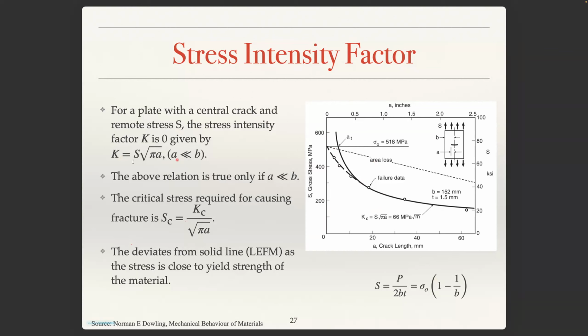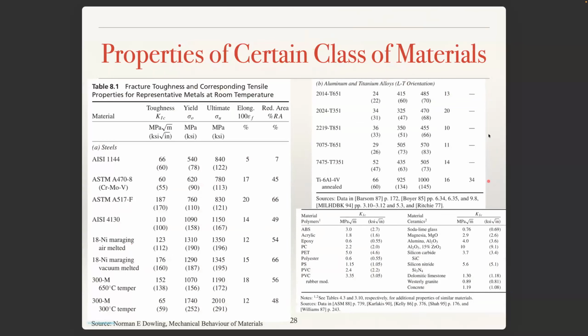And so now what you are saying is when the dimension is far away, this matches, but when the dimension of a becomes much larger than b, then we have to account for some variation in the geometry.